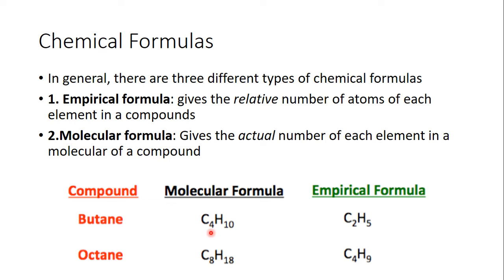So here for C4H10, the greatest common factor is 2. So you divide each by 2 to get C2H5. For octane, again, the number is 2, the greatest common factor between 8 and 18, and you get C4H9.